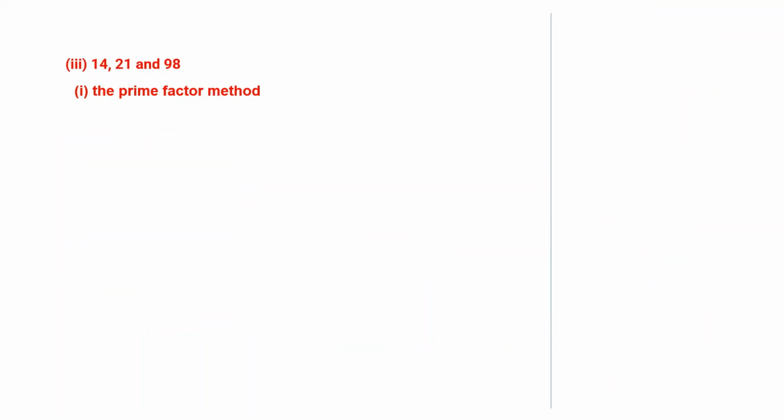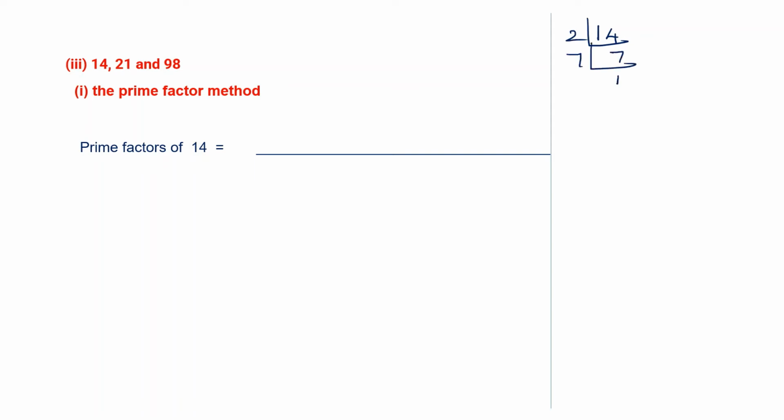Here we have 14, 21 and 98, and we're going to use the prime factor method first to find the LCM. So let's find the prime factors of 14. Starting with 2, 2 7's are 14, 7 1's are 7. So that is 2 into 7. If I have to put it in the index form, 2 raised to the power of 1 into 7 raised to the power of 1.